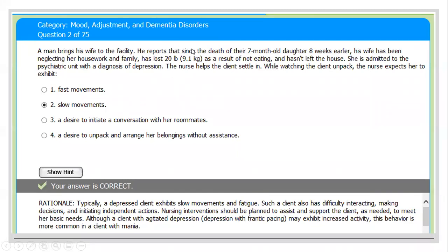If you read this question, it reflects that the patient is diagnosed with depression. Depression is a very common mental disorder affecting more than 200 million people worldwide. Depression is characterized by persistent sadness and lack of interest or pleasure in the world. Like this patient, who lost interest in family and enjoyable activities. So the nurse expects her to exhibit slow movement.